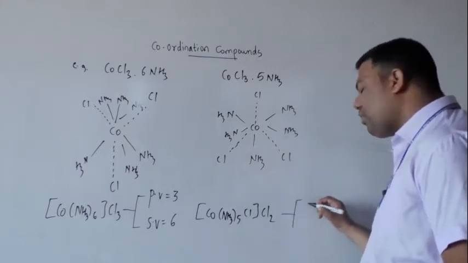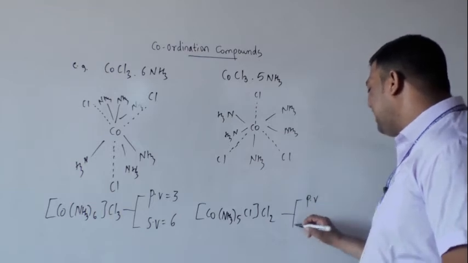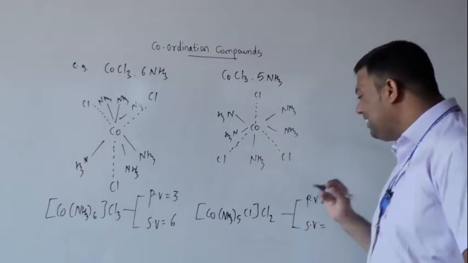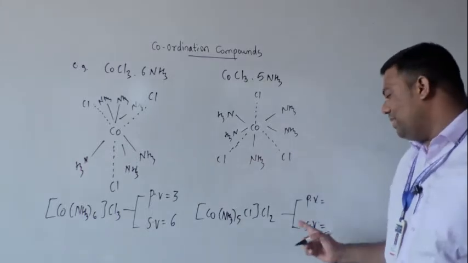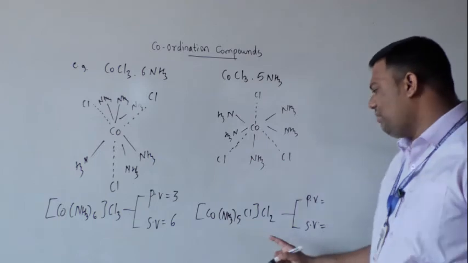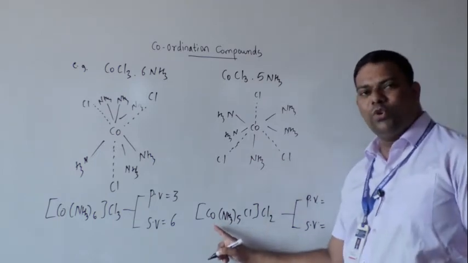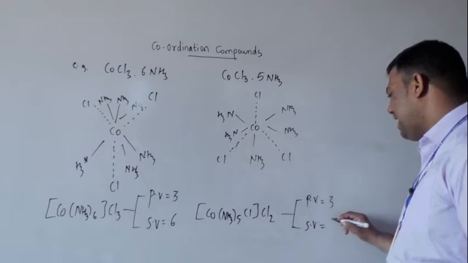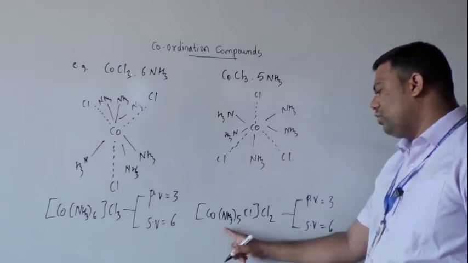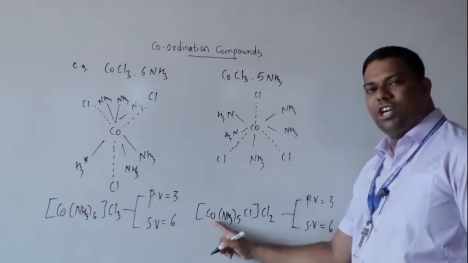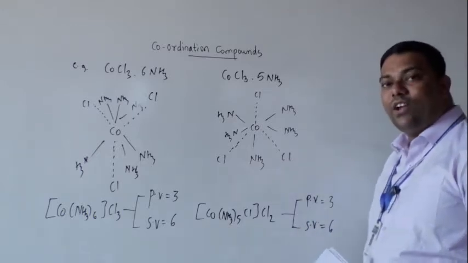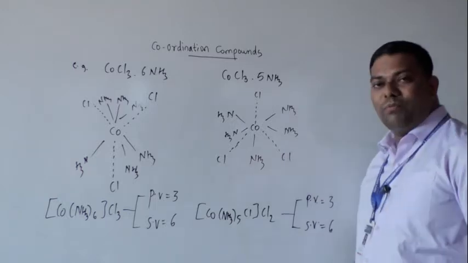Now whenever we have to write the primary valency and the secondary valency, how can we write it? Easy. Primary valency is nearly equal to the oxidation number, so here the oxidation number of this cobalt is 3. And the secondary valency is also 6: 3 chlorines, 5 ammonia and 1, so the coordination number with respect to this central metal atom is 6, that is your secondary valency. I hope you understood.